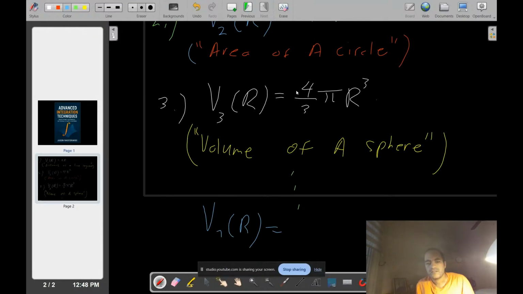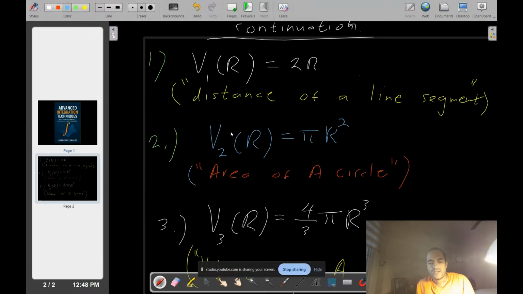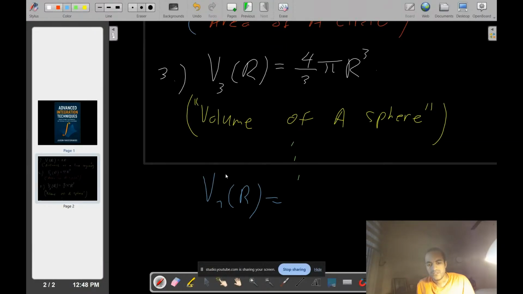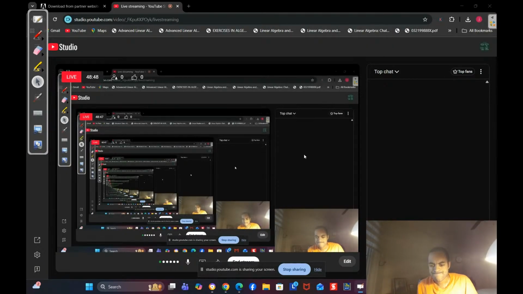Again, as you can see here, n is 1, n is 2, n is 3, up to, let's say, n being the number of dimensions of R. What would be a generic formula for V sub n of R? What would it be? Have any questions? Anyone know?